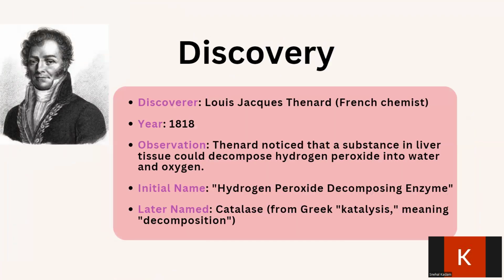Discovery. Catalase was discovered by the scientist Louis Jacques Thénard. He was a French chemist. In the year 1880, he observed that a substance in liver tissue could decompose hydrogen peroxide into water and oxygen. The initial name of catalase was hydrogen peroxide decomposing enzyme. The later name is catalase, from the Greek catalysis, meaning decomposition.